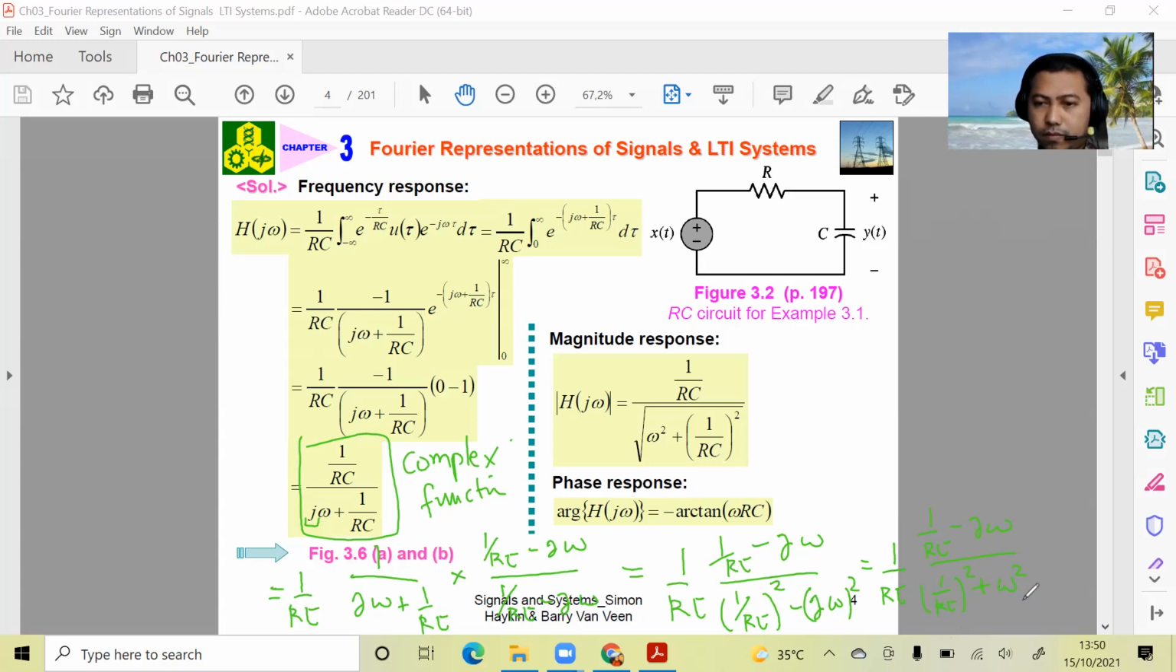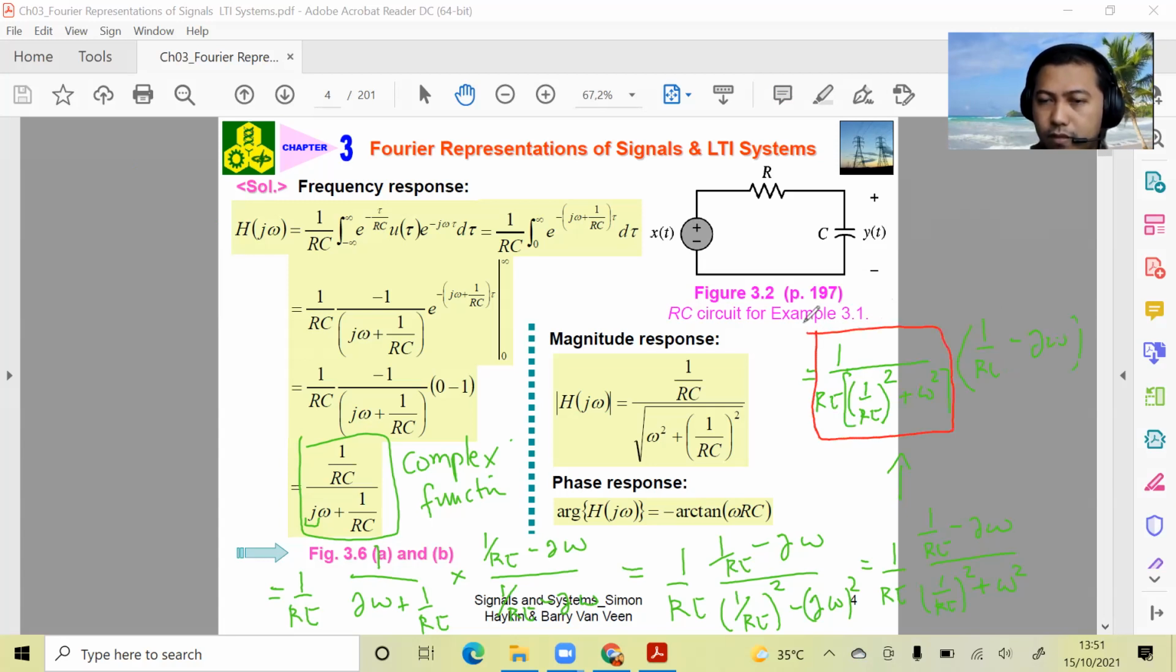And then this one become super RC times super RC plus V, and this is super RC minus j omega. This is a real number, right? Real or constant.